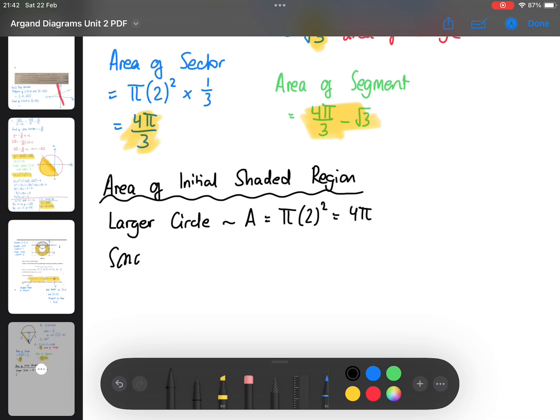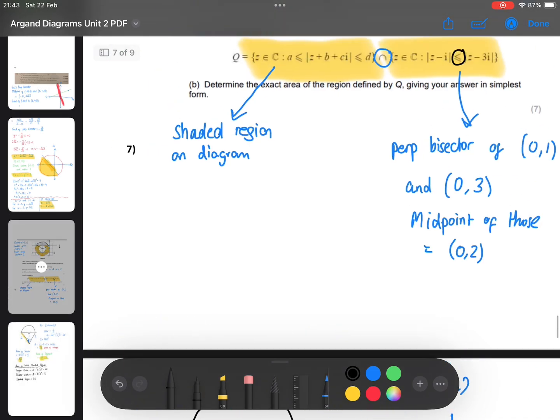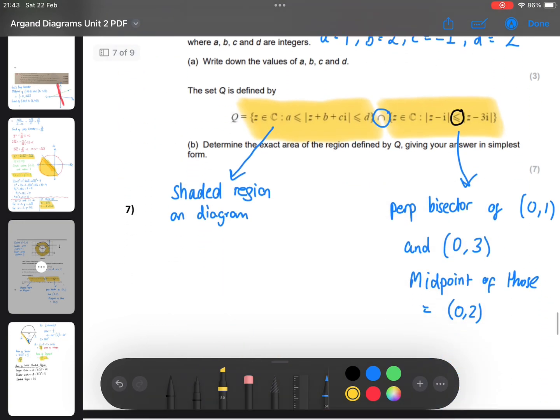And for the smaller circle, the area is going to be pi times 1 squared, which is just pi. So the shaded region, the initial shaded region, we're subtracting pi from 4 pi, so we're left with 3 pi. And then, if we know the area of this part here, then we can subtract that from the whole shaded area to give us the area of the region defined by Q.